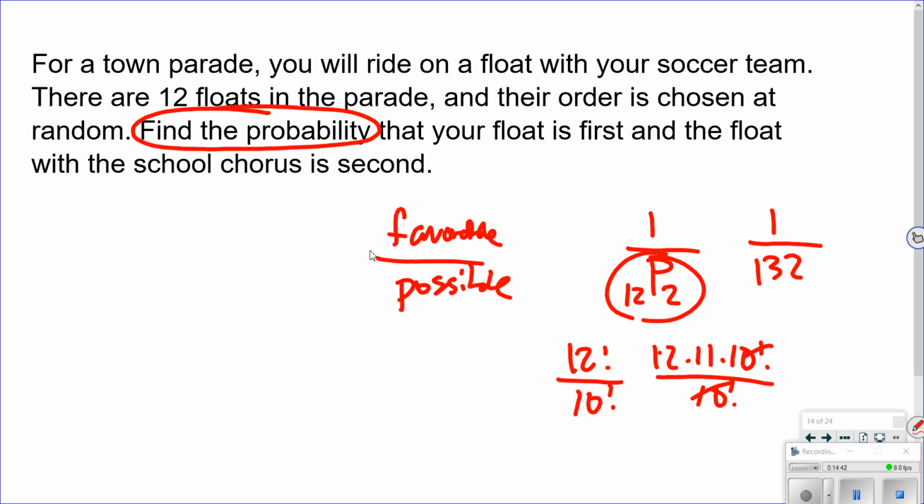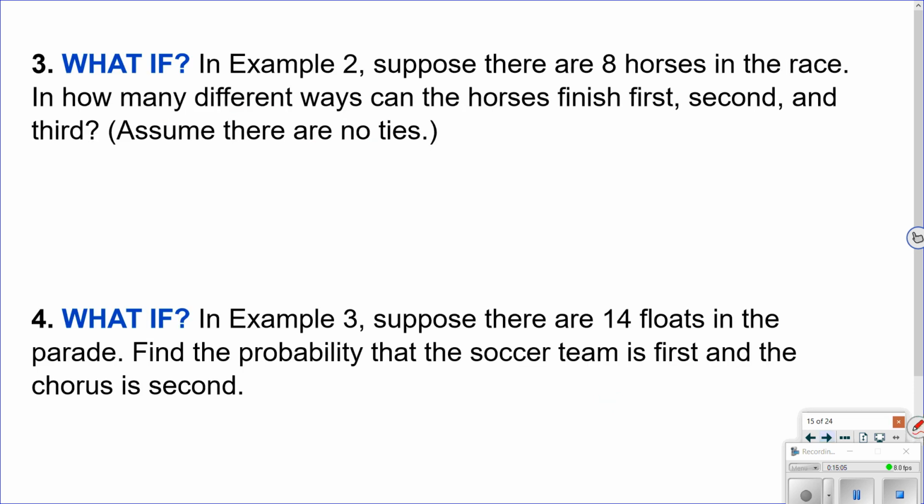So remember, know where both these numbers came from. One is how many favorable outcomes. There's only one combination that you'd be happy with. Your boat first, float first, the school chorus second. This number came from how many possible different arrangements are there for those first 2? How many different ways, if you take those 12 floats, if you rearrange those first two. Okay, I want you to try these two. Pause it, try them, and then come back and we'll go through it.